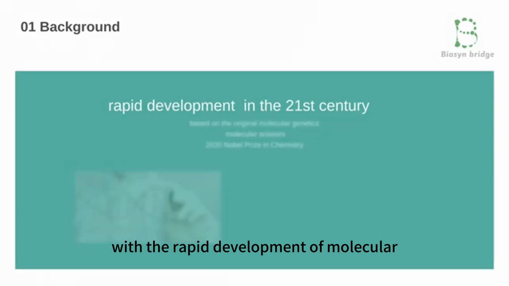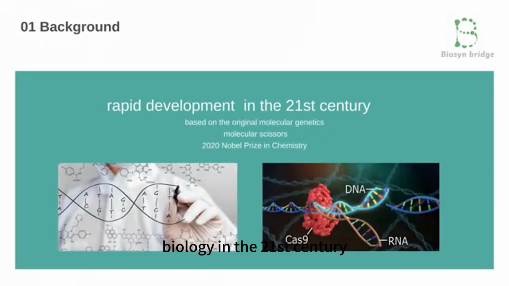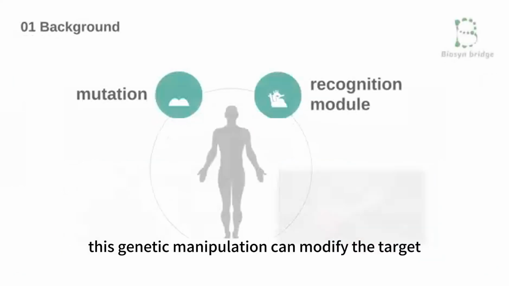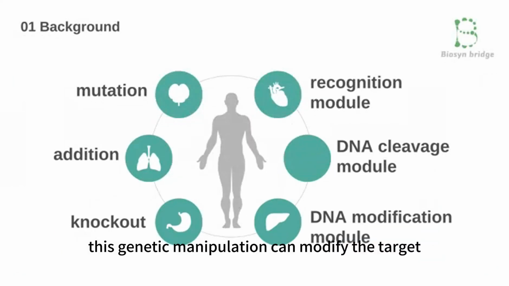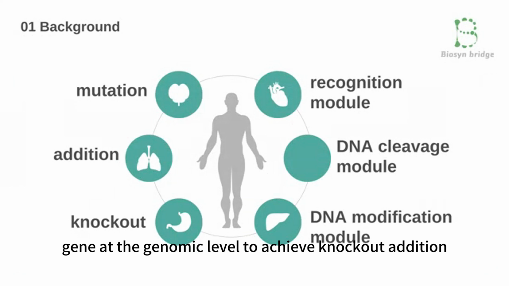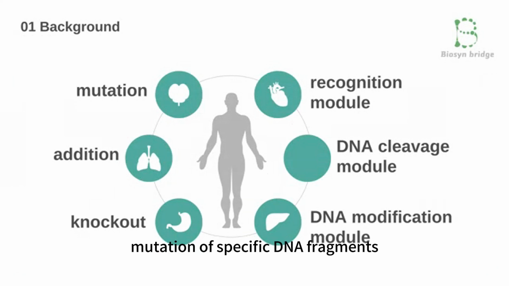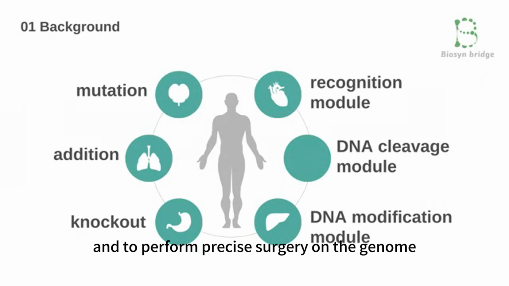With the rapid development of molecular biology in the 21st century, genetic engineering has become a new research hot issue based on the original molecular genetics. When it comes to genetic engineering, we must pay attention to gene editing technology, which has gained widespread attention recently. Among them, the CRISPR-Cas9 technology, known as the molecular scissors, won the 2020 Nobel Prize in Chemistry. This genetic manipulation can modify the target gene at the genomic level to achieve knockout, addition, mutation of specific DNA fragments, and to perform precise surgery on the genome.